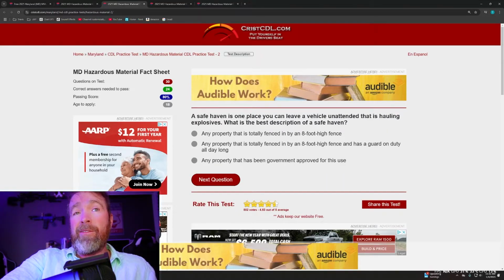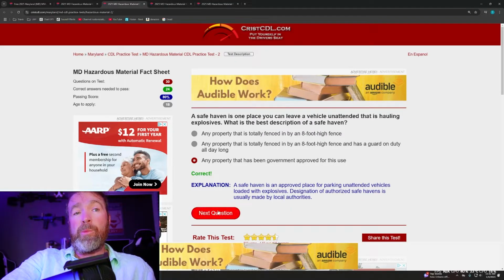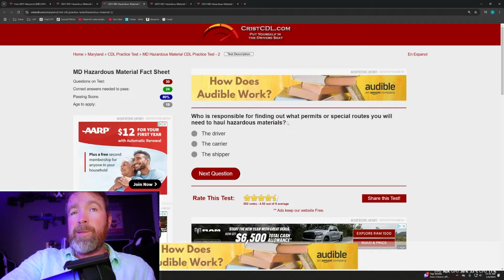A safe haven is one place you can leave a vehicle unattended that is hauling explosives. What is the best description of a safe haven? A property that has been government approved for this use. Who is responsible for finding out what permits special routes you need to haul hazardous material? The driver.